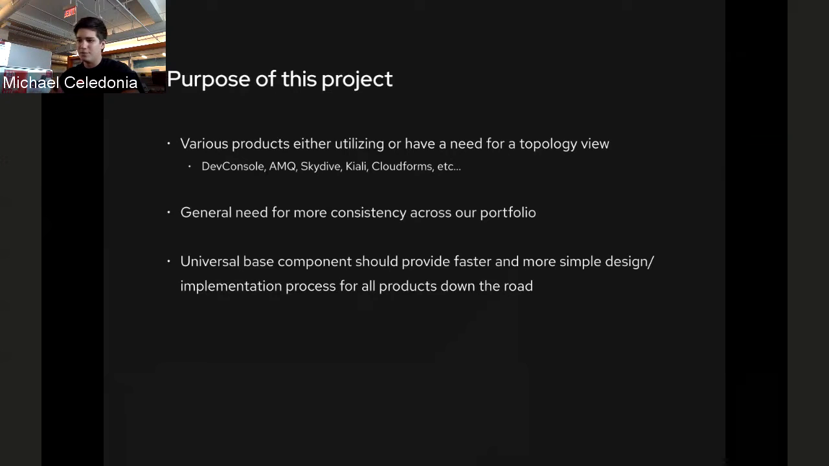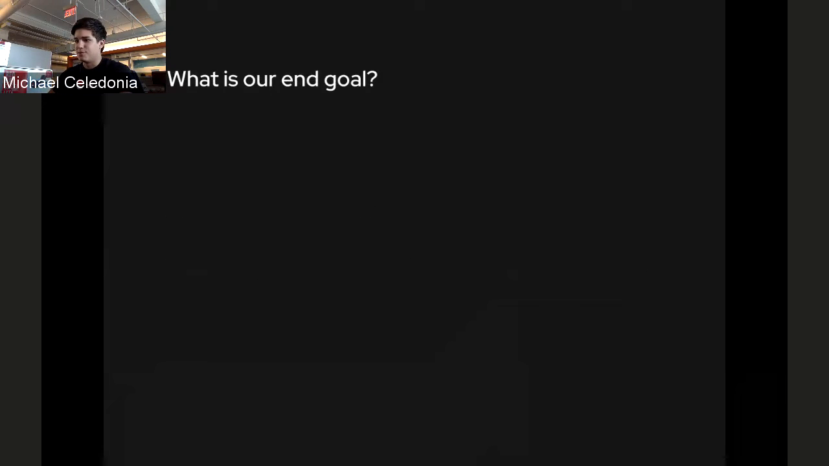I also pointed this out in the last presentation, but a topology view is a component of components in a way. It's almost like a little mini app in itself. So having each product develop their own one of these is just not very efficient. And the idea is that if we have this base component that products can pull from and build from, it'll help them out and be a lot simpler in terms of design and implementation. And consistent, of course.